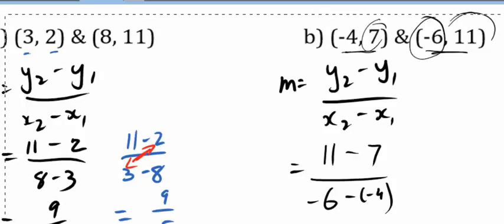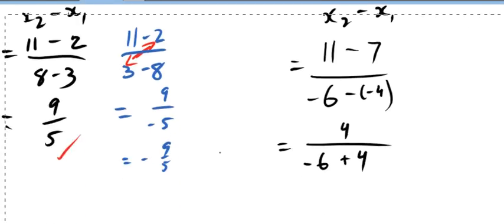Already got that? So what does this work out to? 11 minus 7 is just 4. And then negative 6 minus negative 4 is plus 4. So this works out to 4 over negative 2. Now, when you're looking at a fraction, it doesn't matter where the negative is.